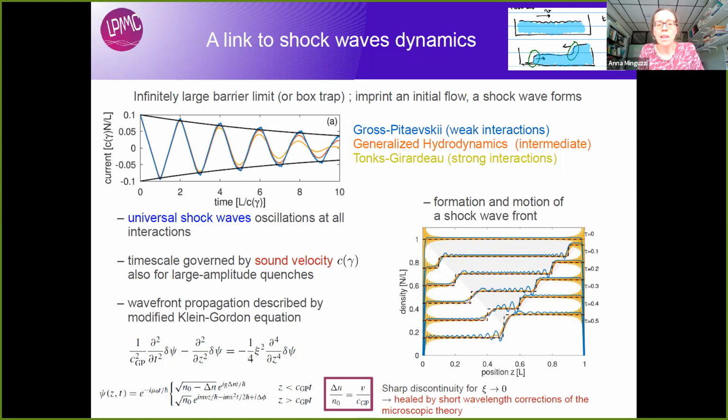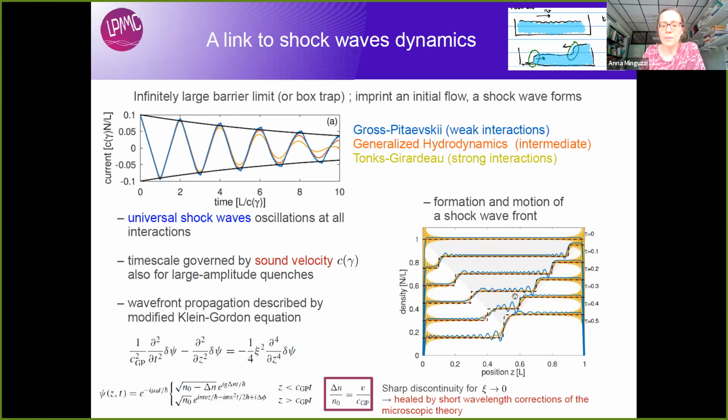And so this is the picture at the weak interaction, but what was really extremely surprising is that this type of dynamics is essentially the same at all interactions. So we have compared with the dynamics at intermediate and strong interaction using various methods, in addition to the Tonks-Girardeau solution, which I have already presented. We have also used the generalized hydrodynamics solution to describe the dynamics at intermediate interaction. And in all cases, we see a collapse of the current dynamics, even at large amplitudes, and the collapse of the shape of the wave front.